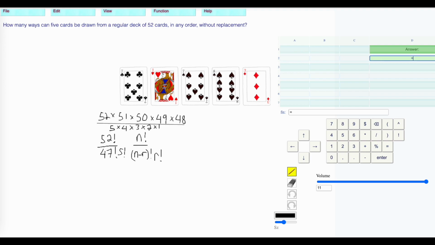Let's do that. It's equal to 52 factorial divided by 47 factorial divided by 5 factorial. That gives me 2,598,960 different ways that we could draw these cards in any order. And then we press enter to see if we're right.